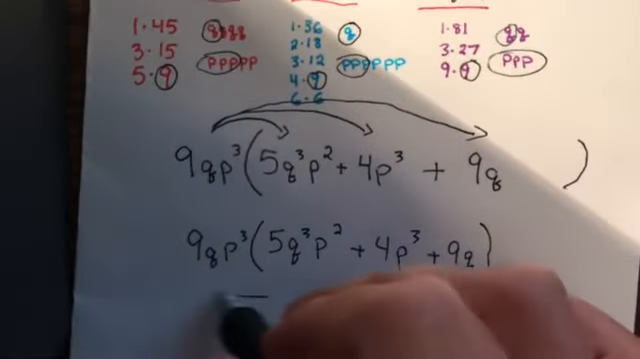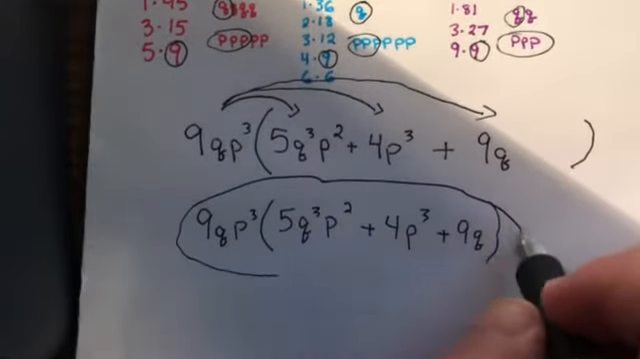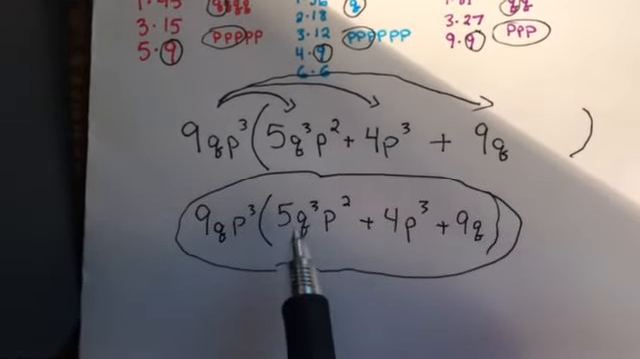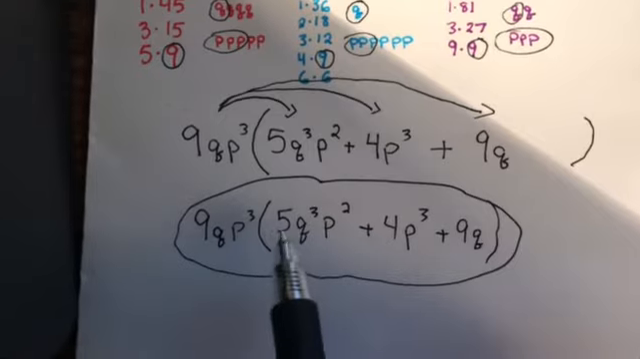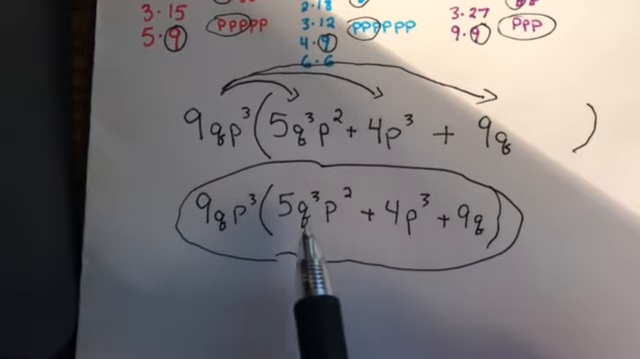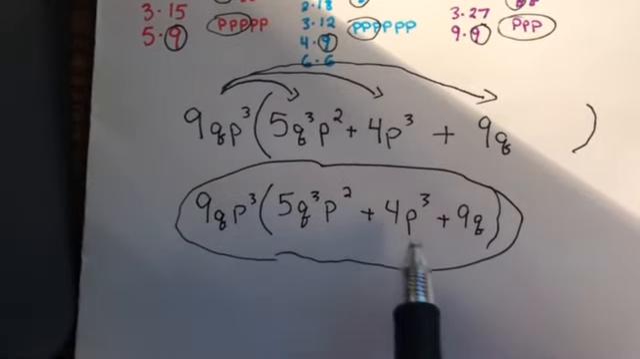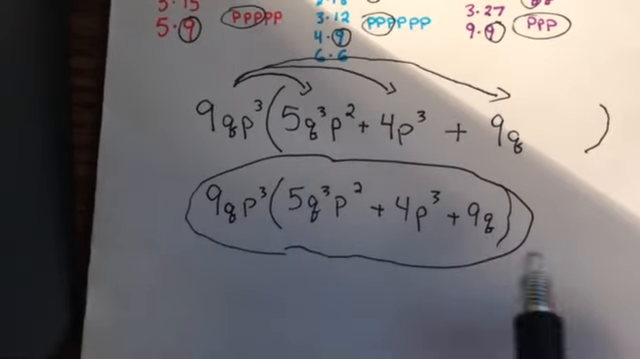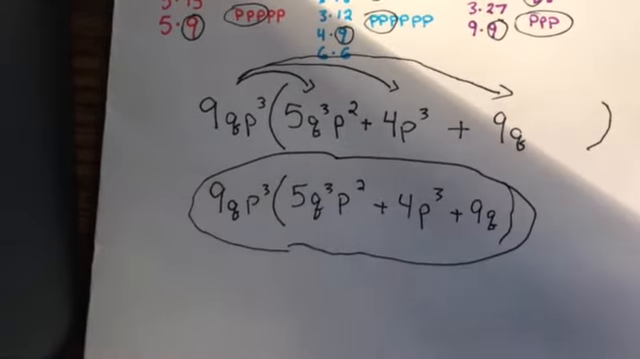And now I know that I'm completely done, since there's no greatest common factor in the parentheses anymore. There's no common factor of 5, 4, and 9 other than 1. There's no q common factor because there's no q term here. And there's no p common factor because there's no p term over here. So this is a final answer.